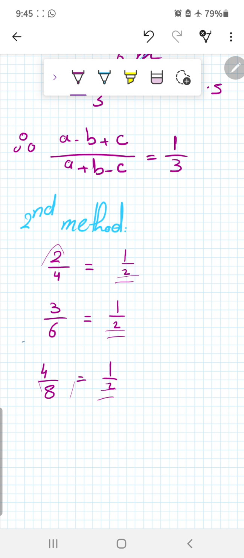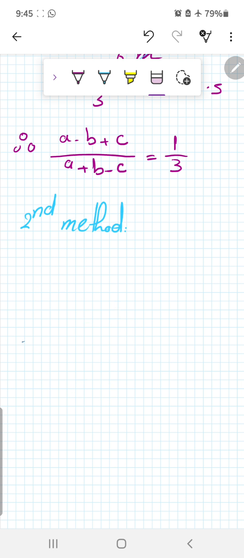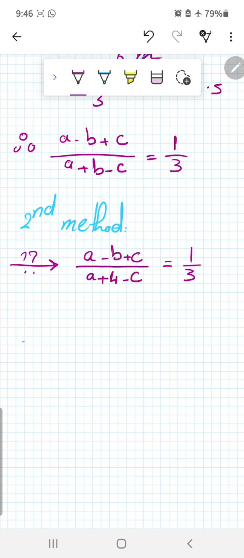In our example, we want to prove that A minus B plus C over A plus B minus C equals 1 over 3. Here we take the numerator first. The numerator is A, first ratio as it is, second ratio made negative, and third ratio as it is. So we have a long fraction.